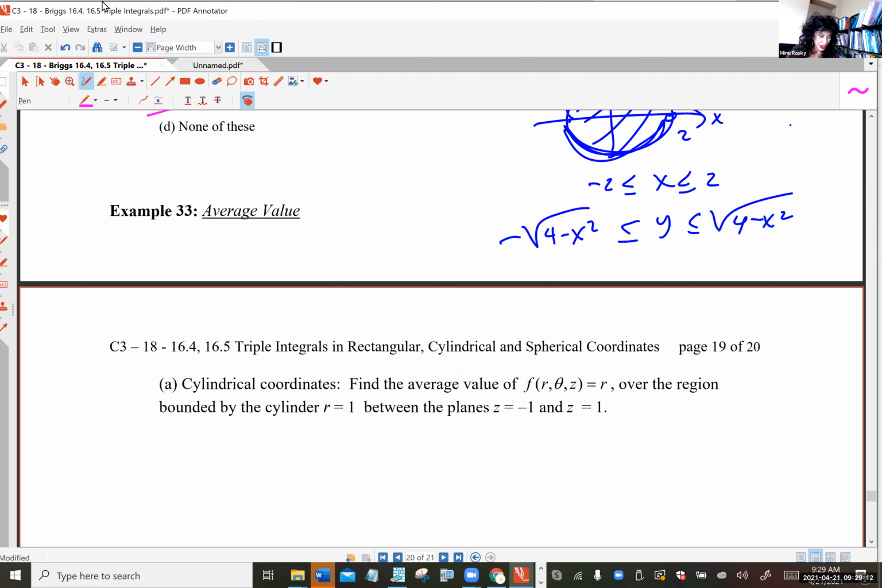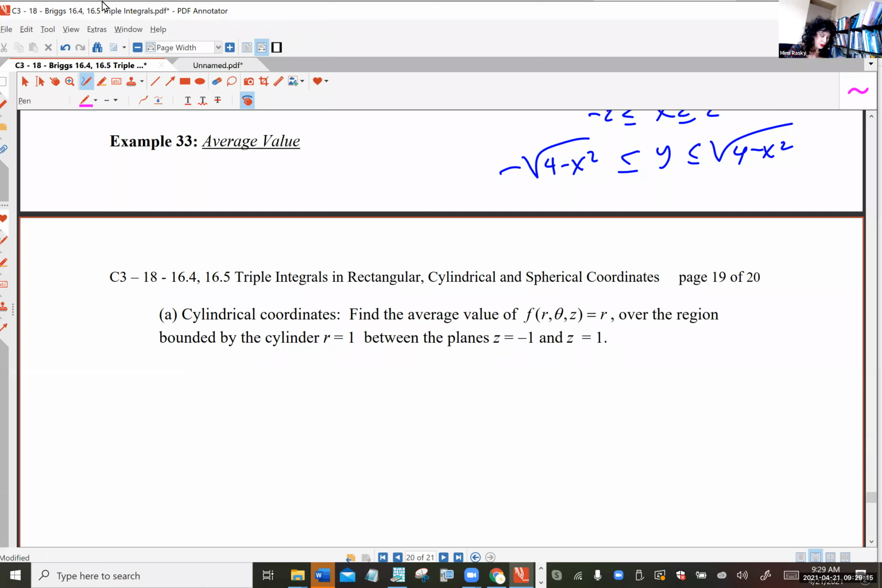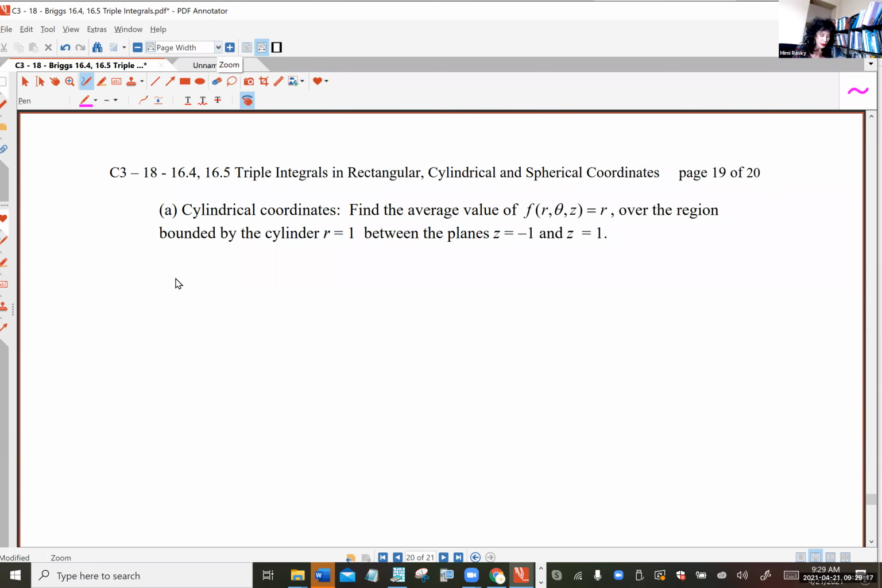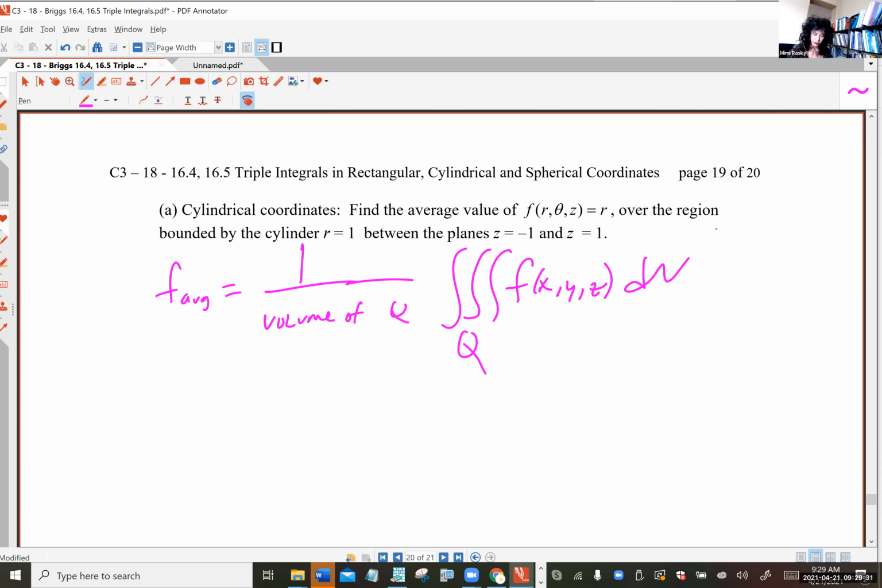So now let's look at average value. How do you do average value for cylindrical and spherical? Keep in mind that average value, if you're integrating over a solid, is 1 over the volume of whatever your solid is, we'll call it Q, times a triple integral over Q with the function in the integrand. Whether you're doing things in rectangular, cylindrical, or spherical, it's all the same as long as you honor the average value formula here.